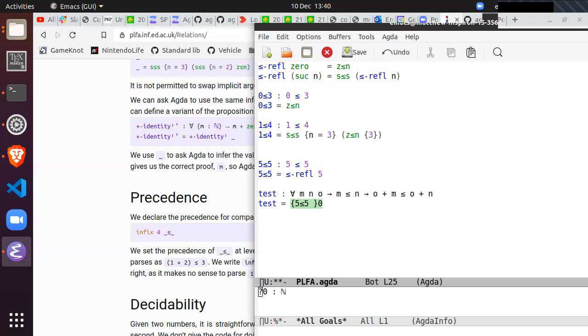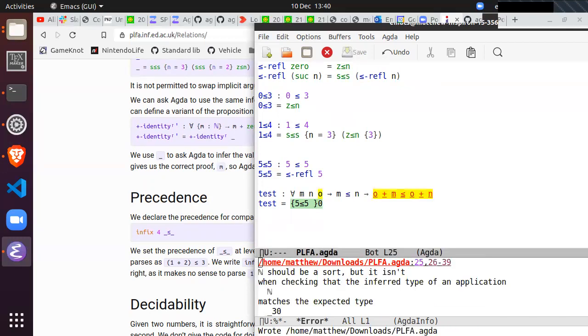Now, I have written this as you might write this in maths, right? But if I write this, Agda is going to complain. And it's going to complain with a very cryptic error message, sadly. It says that n should be a sort, but it isn't.